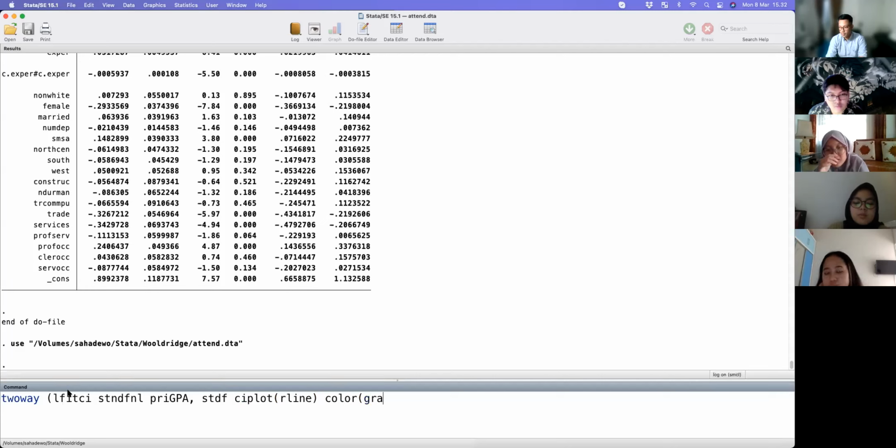Okay, and then CI plot, airline, and then I'm going to do some color. You can pick whatever color that you want, but I'm using gray here. And then I'm going to also do the prediction interval as well. So this is the standardized final, and then prior GPA, and then I'm going to use a more solid pattern for the graph. Okay. All right. Just legend off so that it doesn't crowd the graphic.